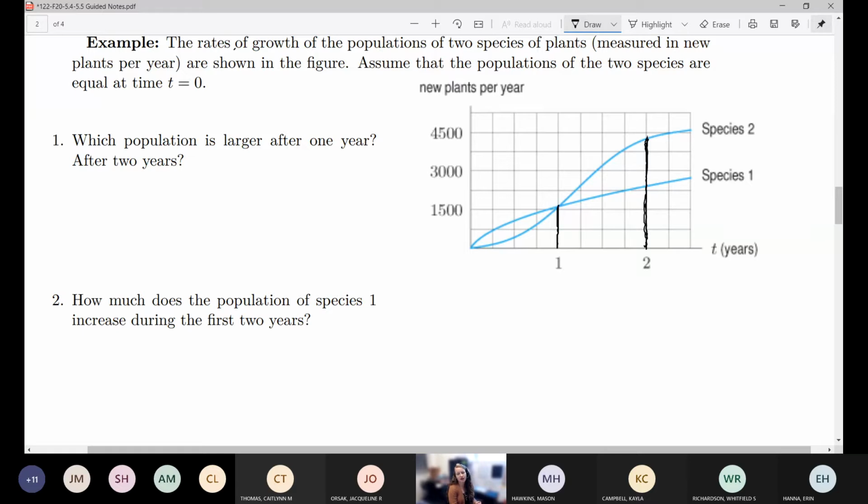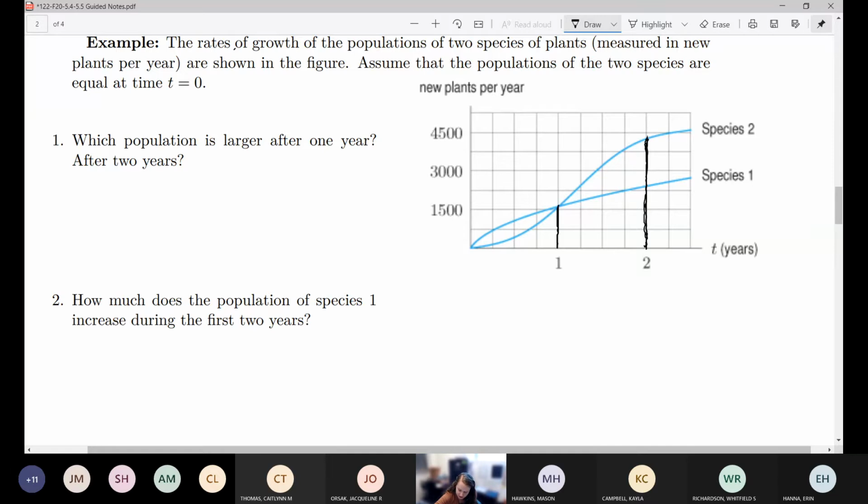So their rates are equal at 1, Kayla. But if we want to know the actual amount that they've grown by, we want to look at the area underneath of these. So if we want to know how many new plants there were, that's going to be the area underneath of these functions. So we kind of want to compare the area under those 2 functions.